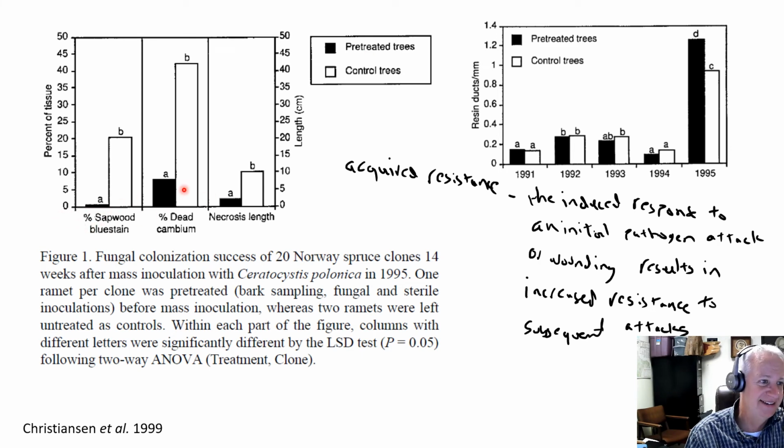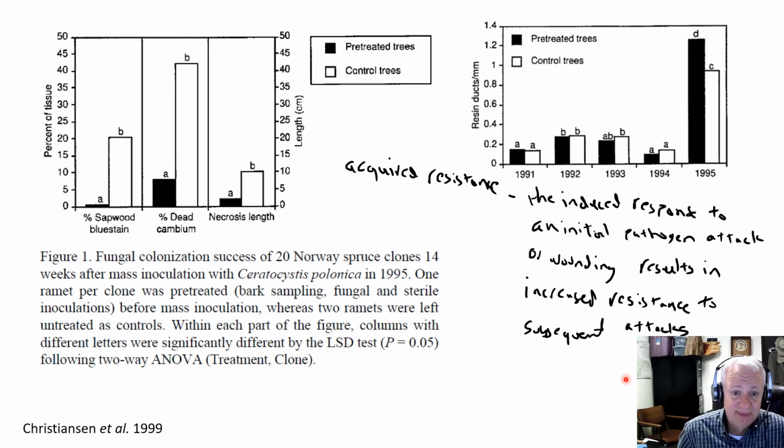But what you can see is in that second inoculation, where even the control trees were inoculated, those control trees fared much worse. They had a much higher percent of their tissue infected by that blue stained fungus, much higher percentage of dead cambium, and much greater length of necrosis or dead tissue. And this was likely due to a greater prevalence of resin ducts in those pre-treated trees. So those additional resin ducts provided additional resistance to that second inoculation event.